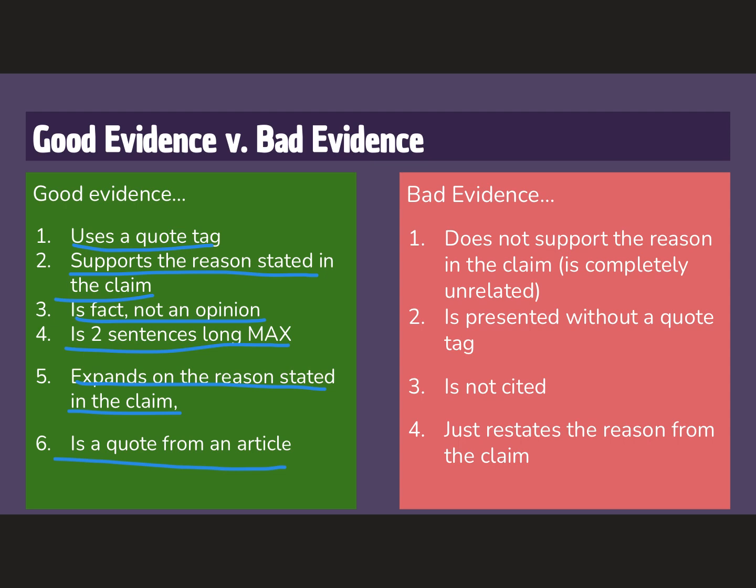Now, bad evidence will not support the reason in the claim. In some cases, it might be entirely unrelated. In the worst cases, it is actually the opposite. So you chose a claim that, or you chose evidence that works better for a different claim. Two, it is presented without a quote tag, meaning you just put quotation marks around the quote and then drop it in. Even worse than that is that you don't give credit to whoever initially wrote it. That would also be quite a problem. And then lastly, it just restates the reason in the claim. That is not very helpful either.